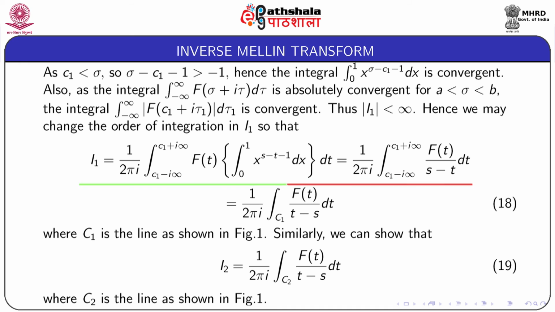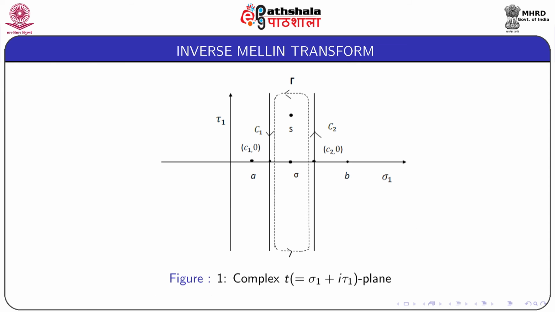And the inner integral, that is the x integral, can be evaluated, so that we get I1 as 1 by 2 pi i integral from c1 minus i infinity to c1 plus i infinity capital Ft divided by s minus t dt, and this is equal to, we write, 1 by 2 pi i integral over the path capital C1 of capital Ft divided by s minus t dt as given in equation 18. So, this is the line capital C1.